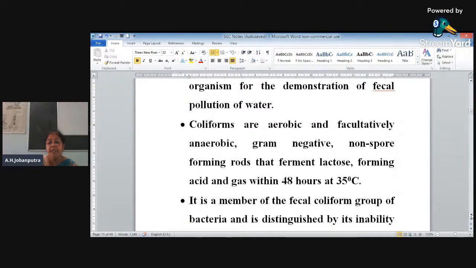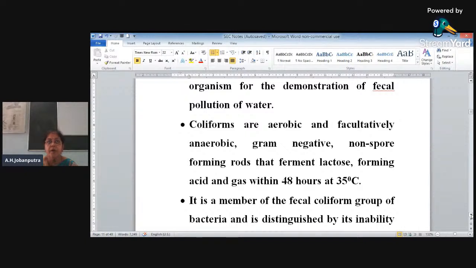It's gram negative in nature. It doesn't form spores. It can ferment lactose and produce acid and gas within 48 hours at 35 degrees Celsius. So how will you define coliforms? You are going to learn this coliform definition perfectly.